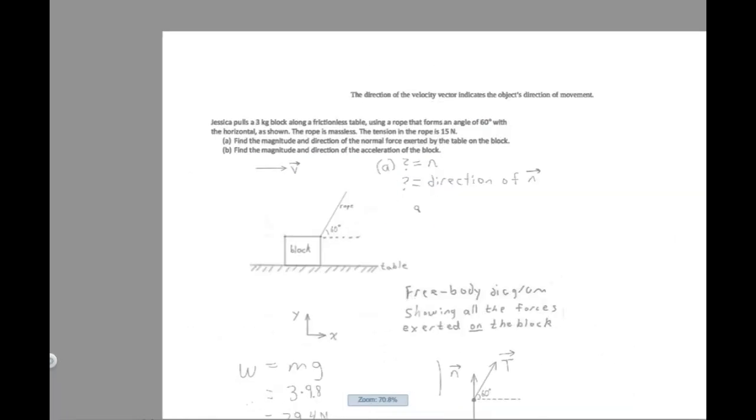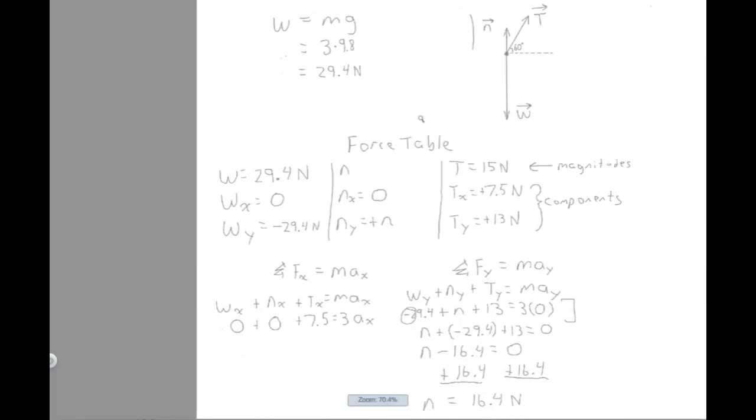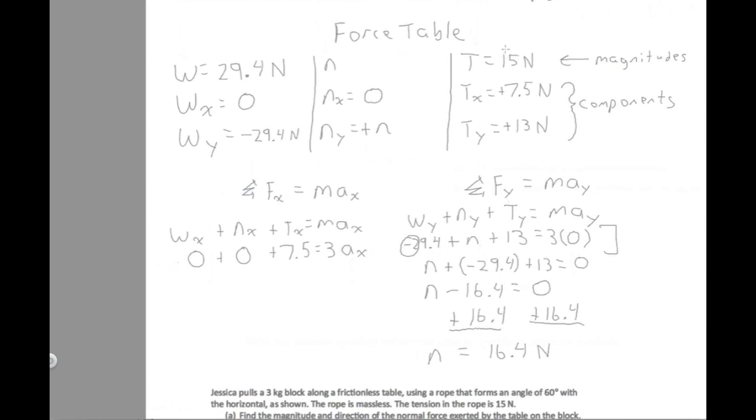Another common mistake is notice that the problem gave us a tension of 15 newtons. The problem gave us this number, 15 newtons, for the tension. And a common student mistake is to try to plug that number of 15 newtons into the Newton's second law equations. But notice that that's not correct. We should never plug the 15 newtons into the Newton's second law equations because this is an overall magnitude and we need the components for the equations.